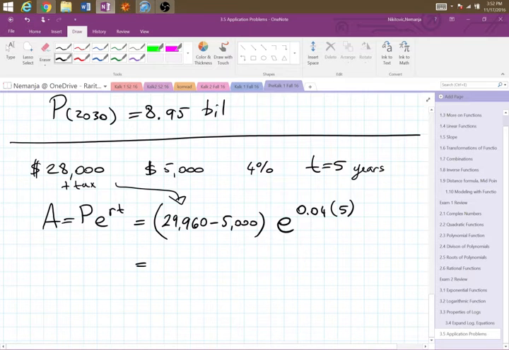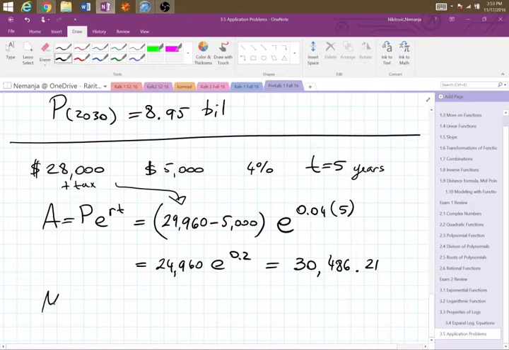So what do we have? 24,960 e to the 0.2. And now you compute this, take the abacus and just punch these numbers. 24,960 times e raised to the 0.2, and the amount you owe is 30,486 and 21 cents. So this is the worst case scenario.